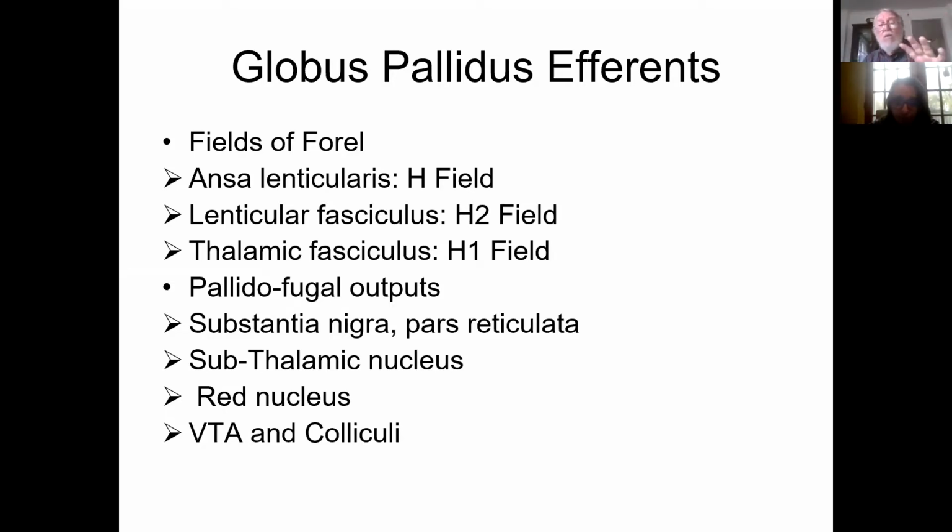But there are also 4 different pallidofugal outputs. So first of all, the Globus Pallidus also projects to the substantia nigra pars reticulata. It then projects to the subthalamic nucleus. It then projects to the red nucleus, and then it projects to the VTA and the colliculi.